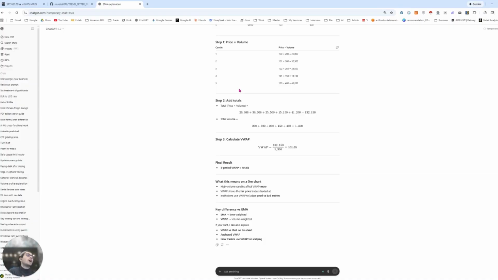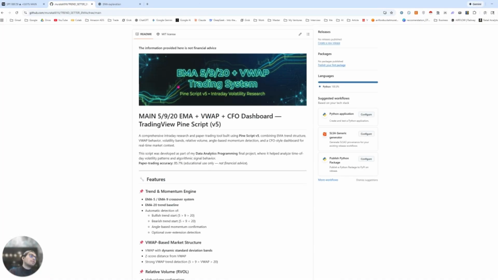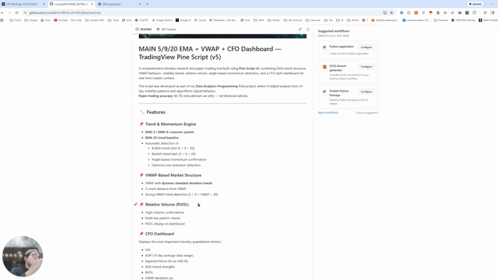We have 5, 9, 20, 3 moving averages in total, and we have VWAP plus a CFO dashboard. I'm going to explain what the CFO dashboard is too, but I have some signals here. Whenever 5 goes bigger than 9 and 9 is bigger than 20, it is the beginning of a bullish trend, and vice versa. 5 smaller than 9, 9 smaller than 20, it's the start of a bearish trend.